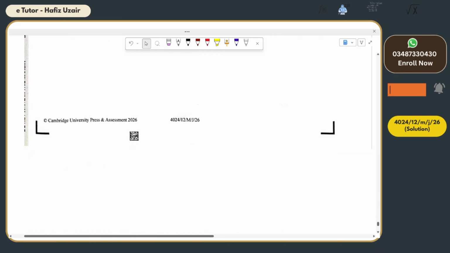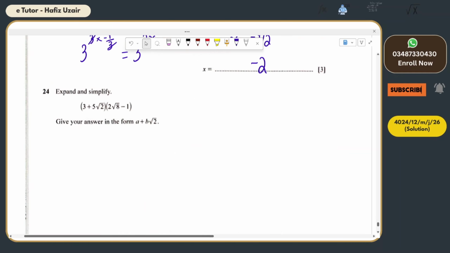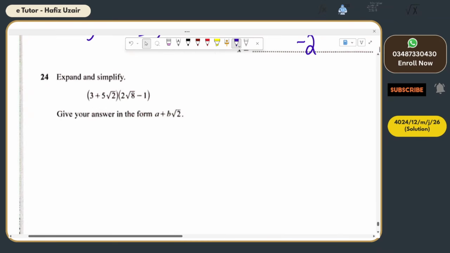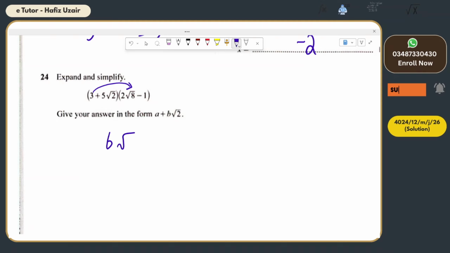Let's move to the last question. Yeah, this is the last question, and now you just need to expand the bracket. So if you multiply 3 with 2 square root 8, just multiply the number that is outside the square root, so it will become 6 square root 8. Now multiply 3 with minus 1. So this will be minus 3.